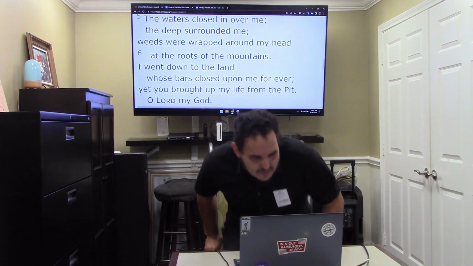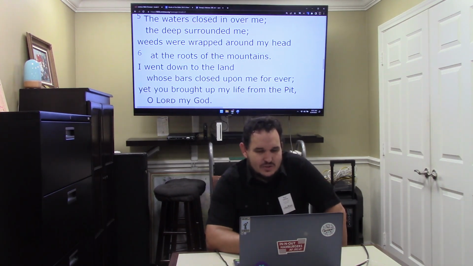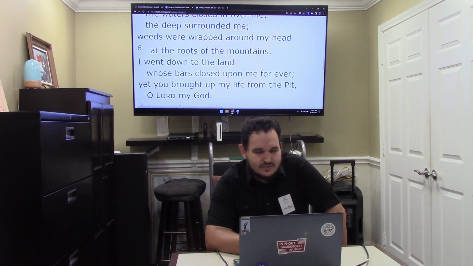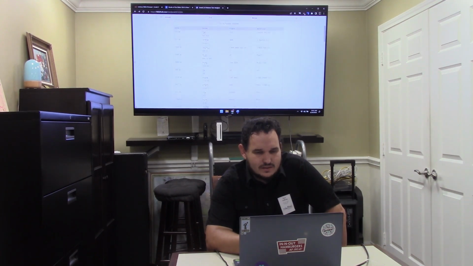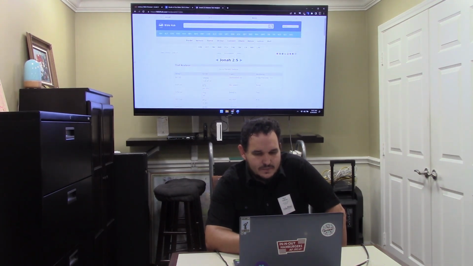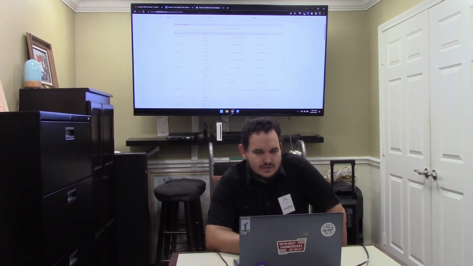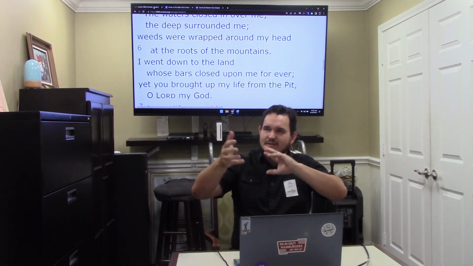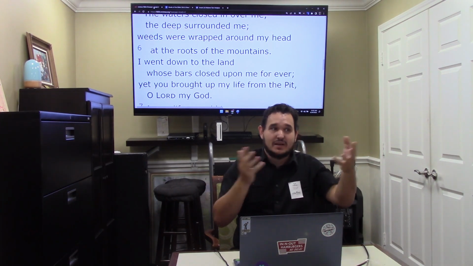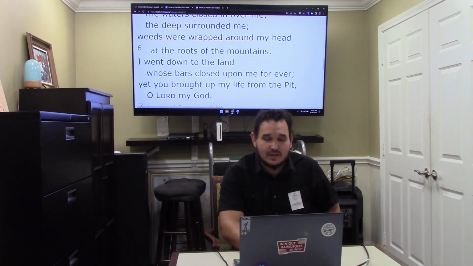At the roots of the mountains, I went down to the land whose bars closed upon me forever. Yet you brought up my life from the pit, O Lord my God. I don't love this roots of the mountains thing. I think NRSV, I'll show you. The water surrounded me. To the moorings of the mountains I went down, to the earth with its bars behind me. In a weird way, he's playing with weeds and roots. But it's also a beautiful idea.